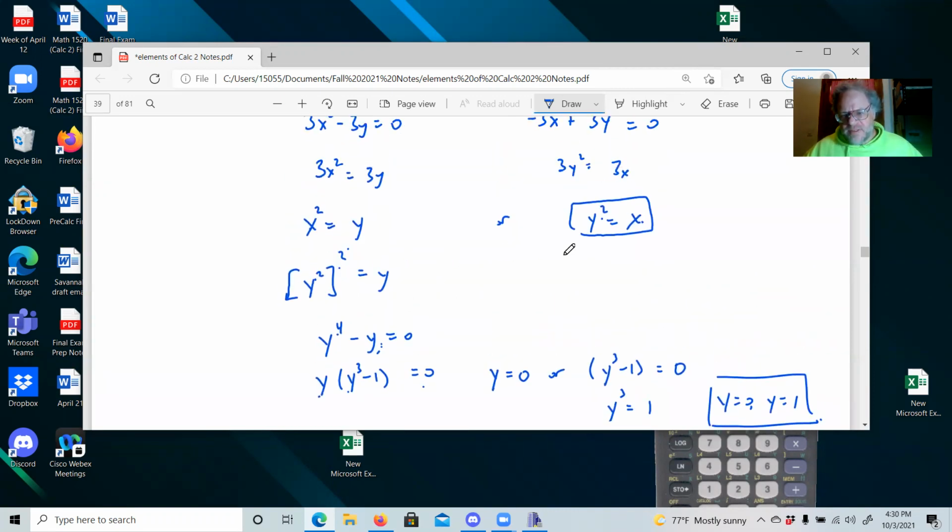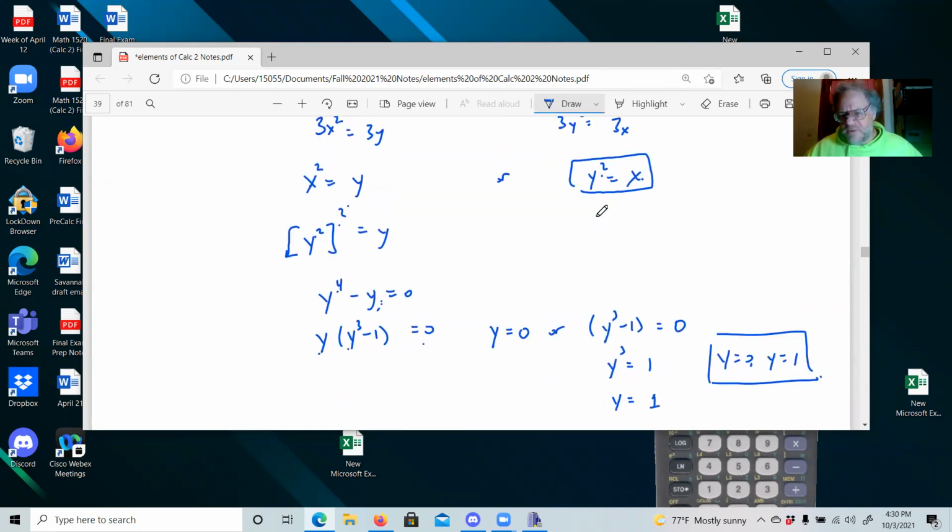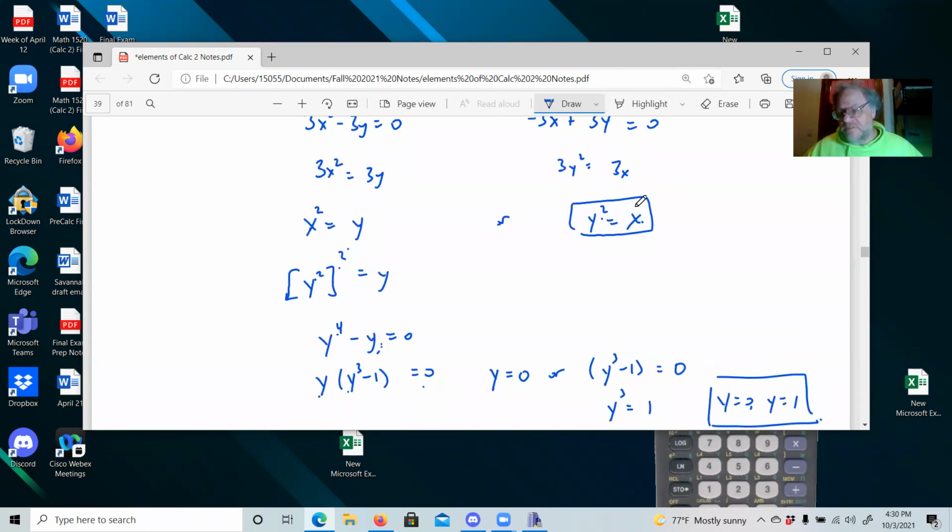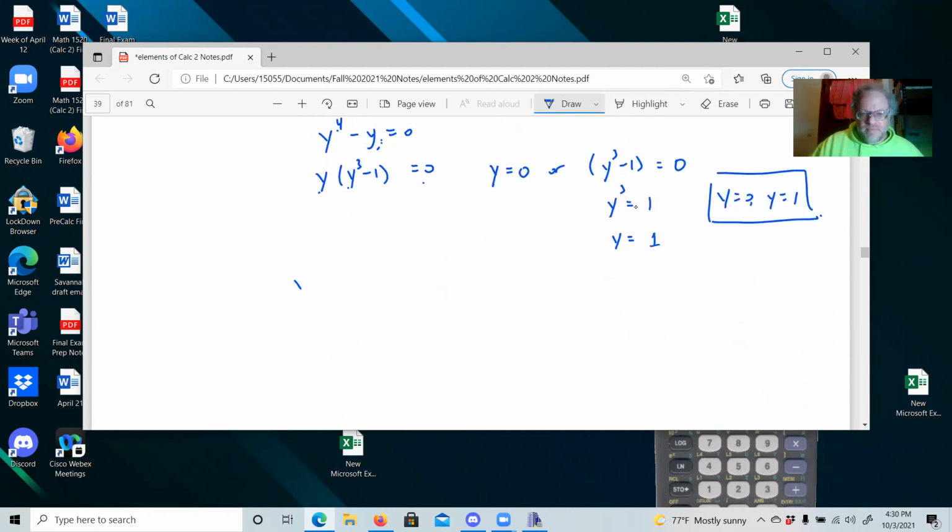So let's see here. We have x is equal to y squared, right? That's a solution we had. x was equal to y squared, or y squared is equal to x. So when y is equal to 0, 0 equals x. Okay, so that's a thing.